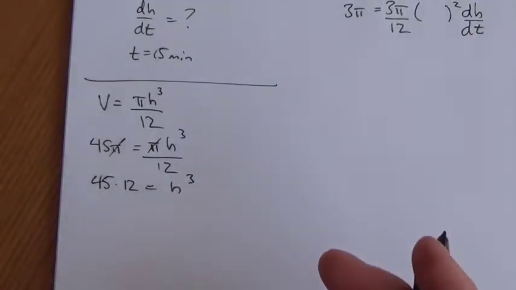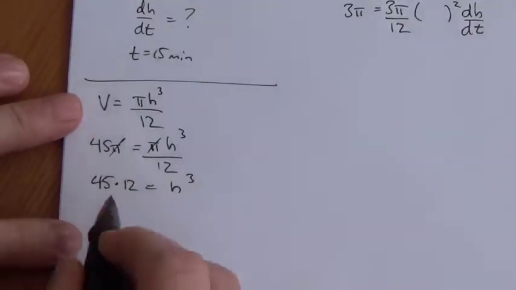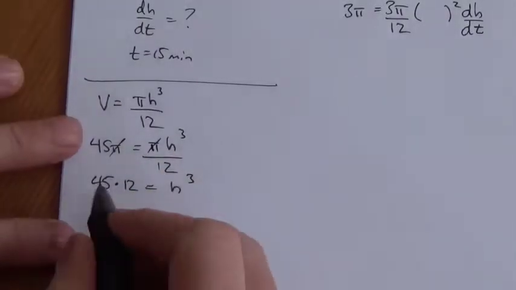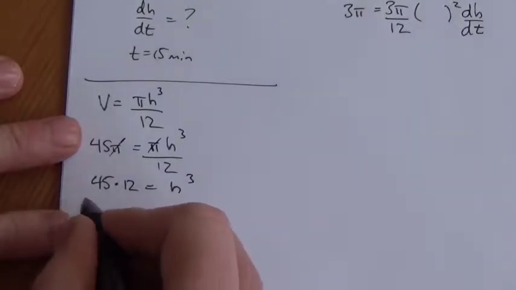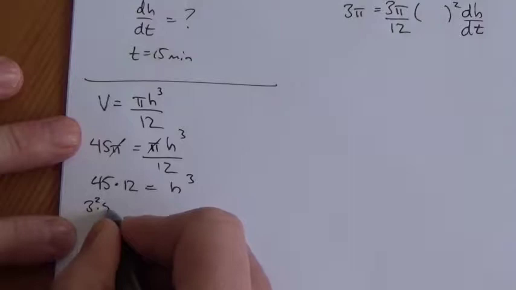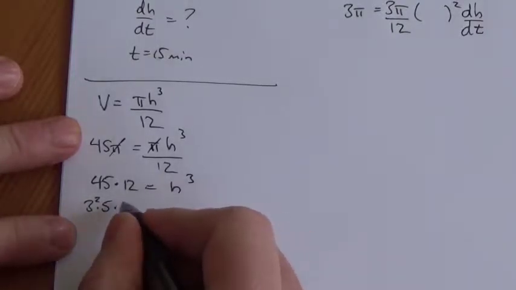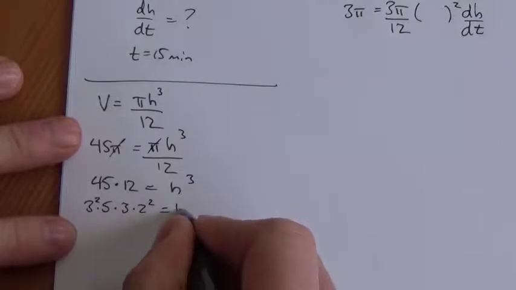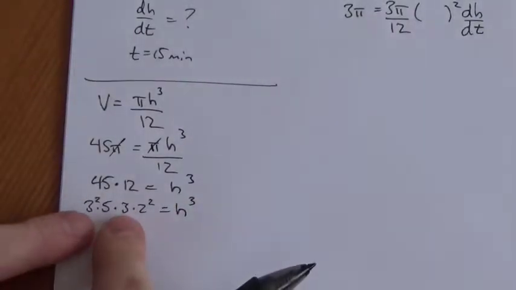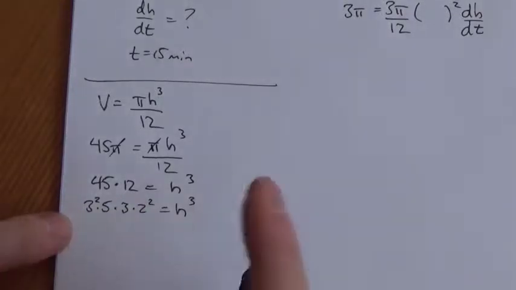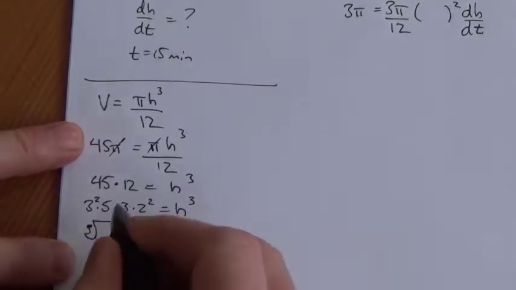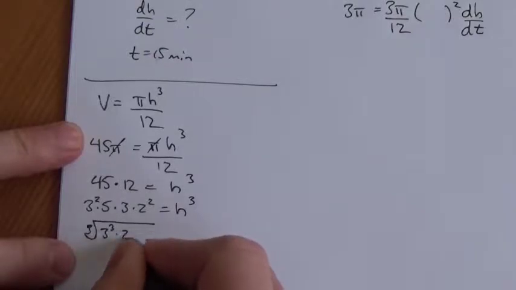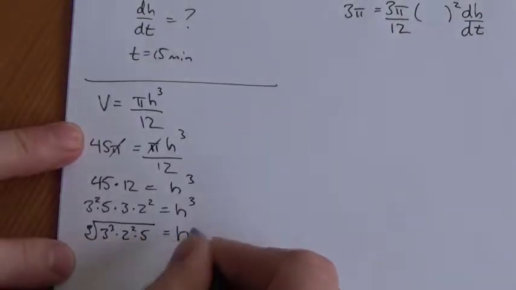Oftentimes, if I know I'm going to have to simplify it in just a moment, it's less useful to multiply that out. It's more useful to actually factor this. Because I know that 45 is 3 squared multiplied by 5, and 12 is 3 multiplied by 2 squared. Well, notice that I've got 3 cubed in there. I've got 3 factors of 3. So when I take the cube root of all of this, that's 3 cubed multiplied by 2 squared multiplied by 5. That's going to be h here.